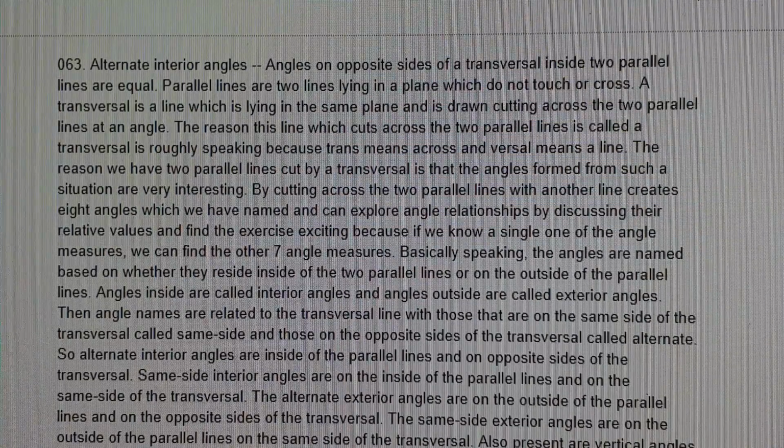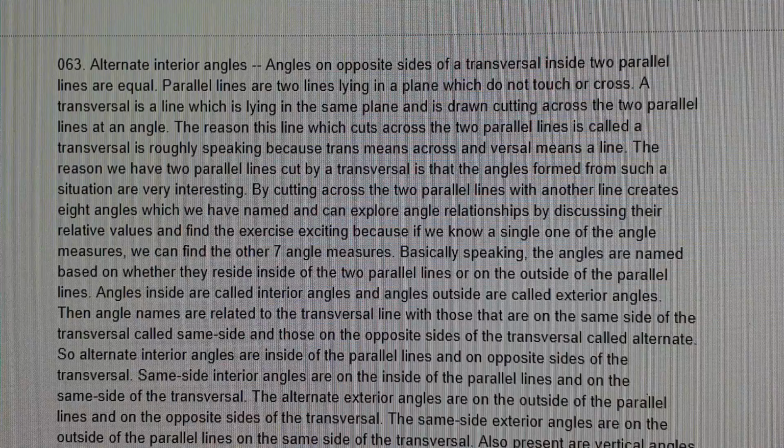Alternate interior angles. Angles on opposite sides of a transversal inside two parallel lines are equal. Parallel lines are two lines lying in a plane, which do not touch or cross. A transversal is a line which is lying in the same plane and is drawn cutting across the two parallel lines at an angle.